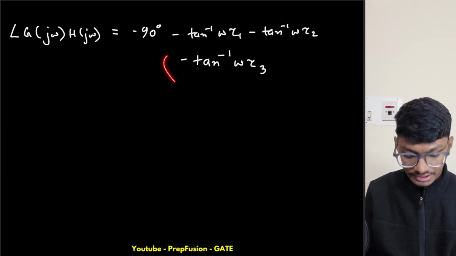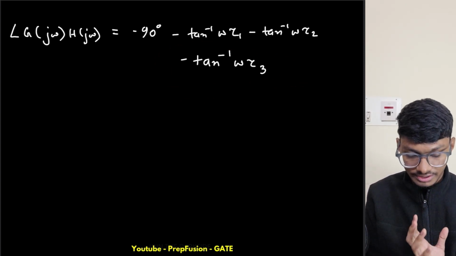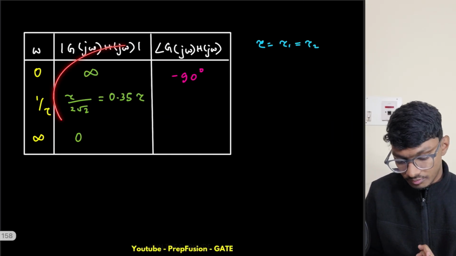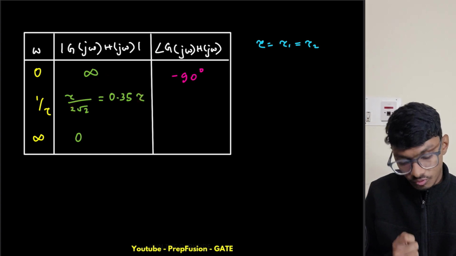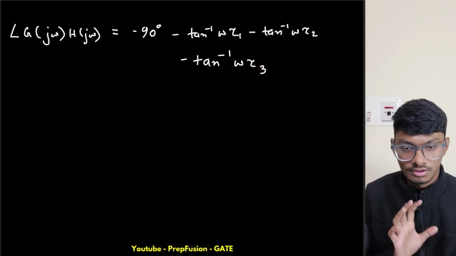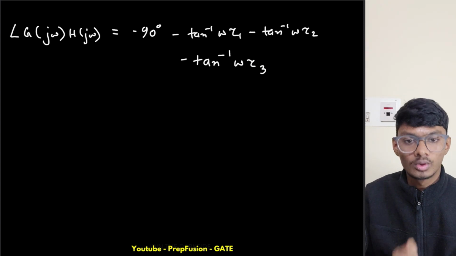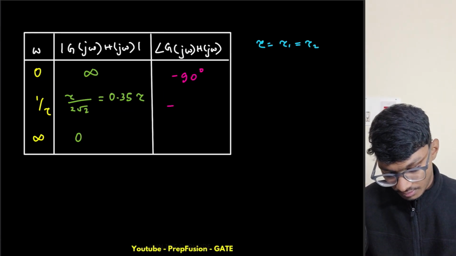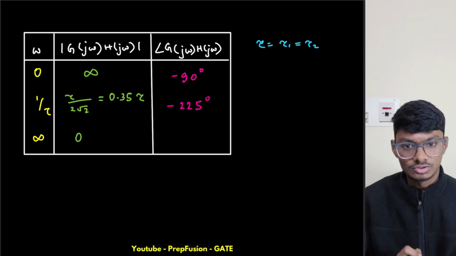As I was telling, this will simply be a tan inverse omega tau 3. Just one extra term will get added here. I was drawing the table. So at this 1 by tau, this will become 45, 45, 45, and overall it is minus 135. Minus 135 and minus 90 also I have. So what do I get? I get minus 225.